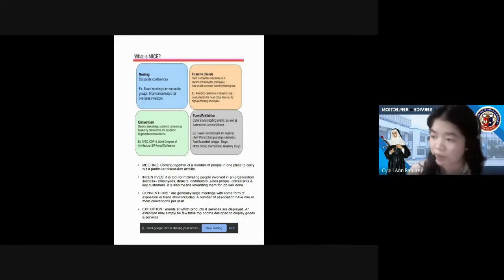Members of this association or organization meet together to discuss the activities or programs they will implement for this year, for the improvement of their organization or how they will encourage more members to be part of their organization.